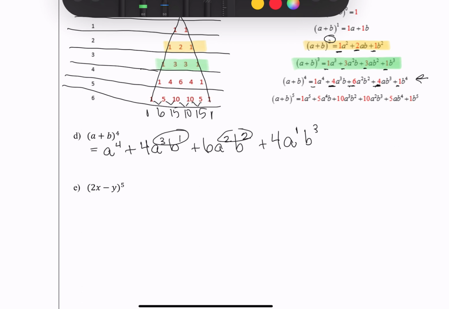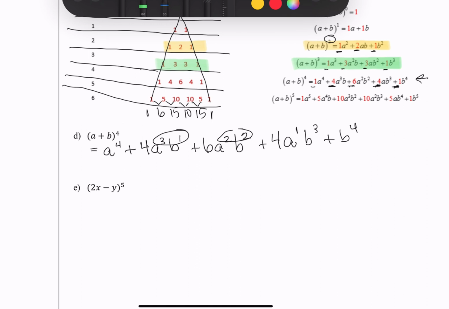And then we move on to the last coefficient, which is 1 again. We're back to 1. A gets 1 less power, so a is down to 0. Okay, so I'm not even going to write that. A to the 0 power, I'm not going to write it, but b gets 1 more power, so it's just b to the 4th. And that's basically how they got that line there.